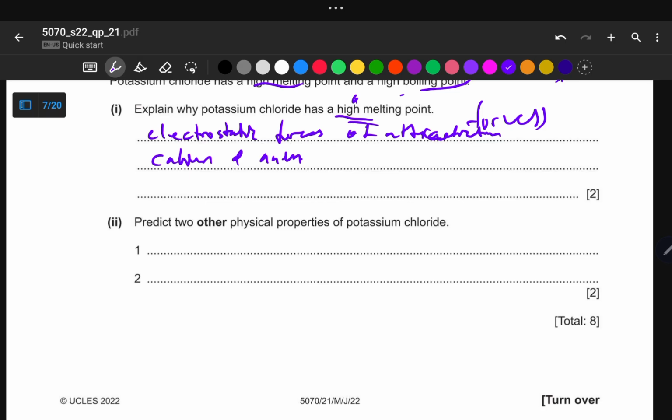So we go on to the next part of the question, which says predict two other physical properties of potassium chloride. So any ionic compound is brittle, doesn't conduct electricity in solid form, and only conducts electricity in aqueous or molten phase. And it has a high melting and high boiling point. What else do we have? It dissolves in water. We have the solvation, enthalpy change of hydration, and enthalpy change of solution, right? So you should be able to give the physical properties of these compounds in relation to the bonding, right?